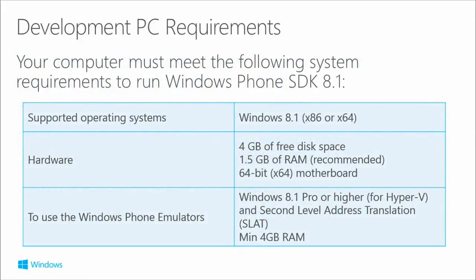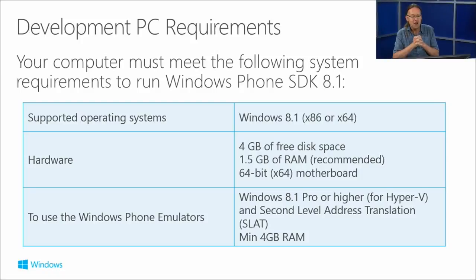If you haven't got the tools, get the tools from there as well, the free download of Visual Studio. And your dev PC needs to be running Windows 8.1. It can be an x86 or x64. Actually, in Windows Phone 8, it had to be x64, but we now support x86 for building for Windows Phone or Windows 8.1. Yeah, 4 gigs is really the minimum.